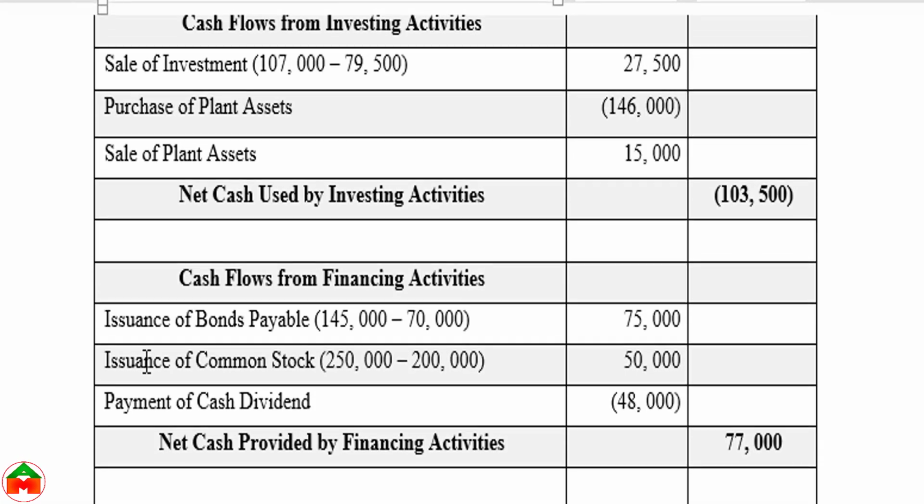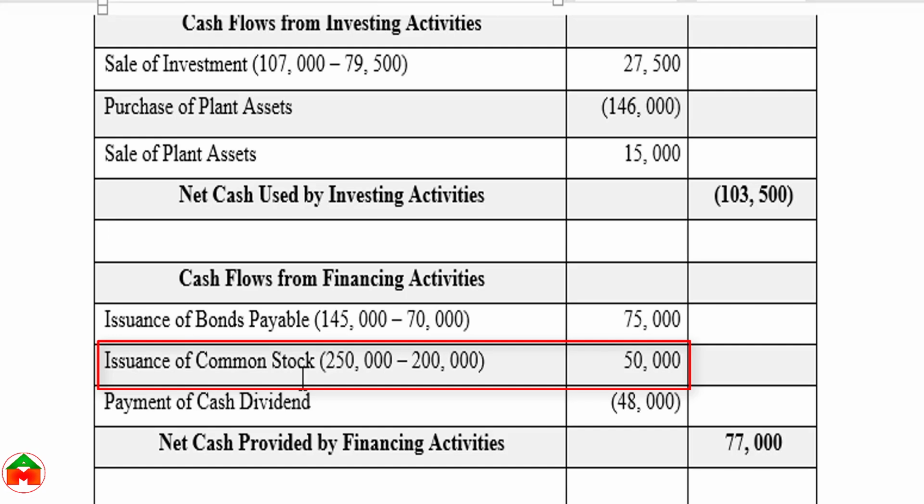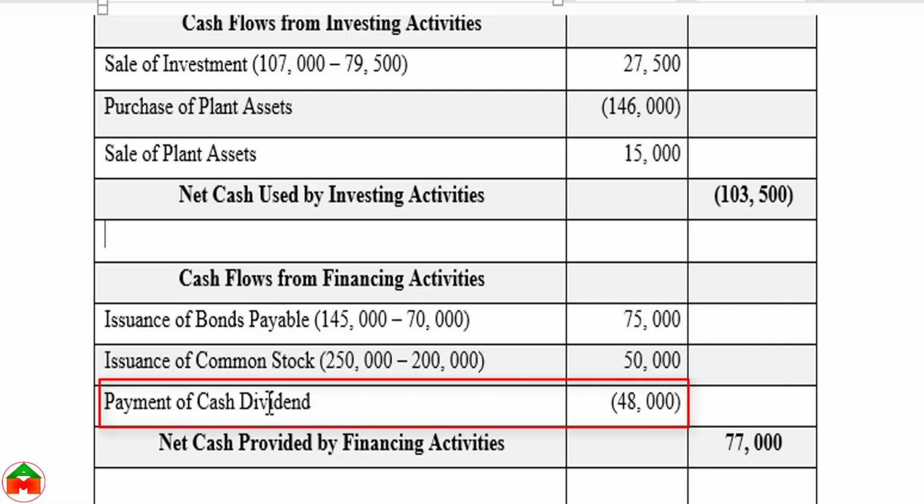So let's get back to the solution. In the solution we can see issuance of common stock. The amount of issue is 50,000. So here the amount of 50,000 is a cash inflow. And after that we will show payment of cash dividend. We will get this information in the additional information. So let's get back to the question.